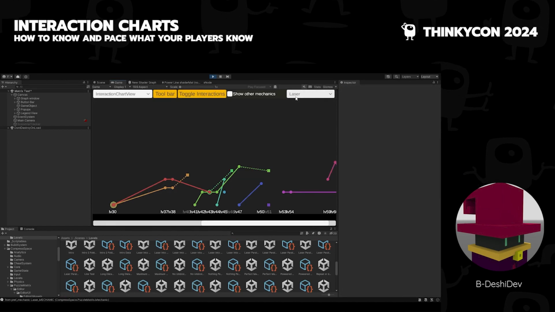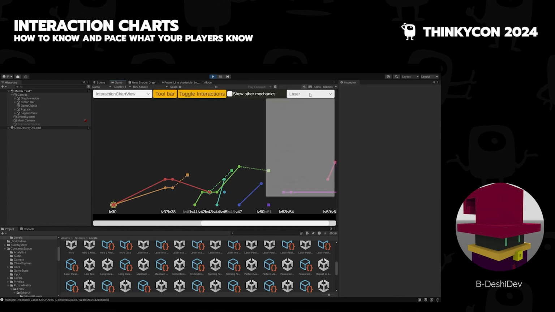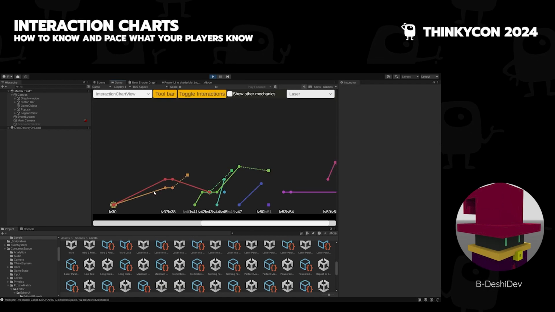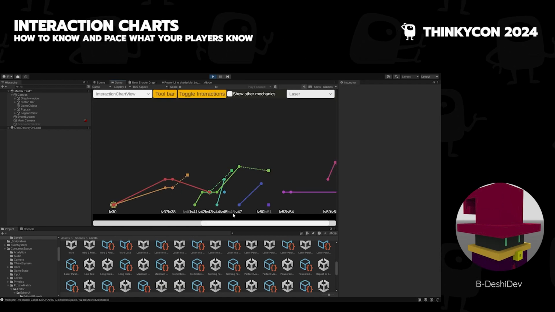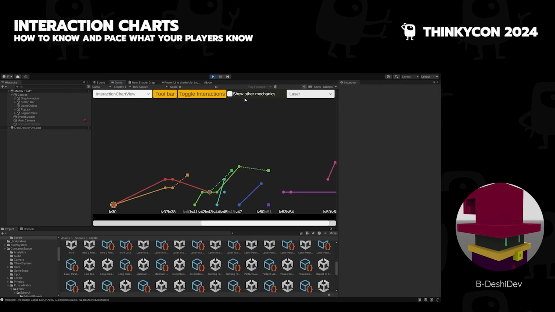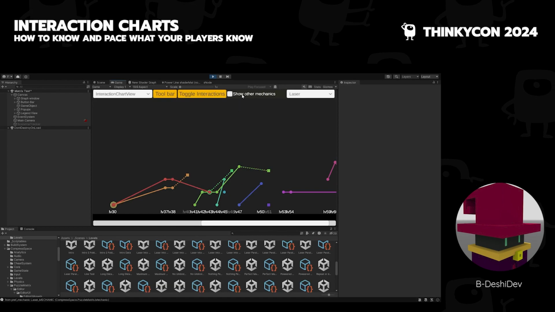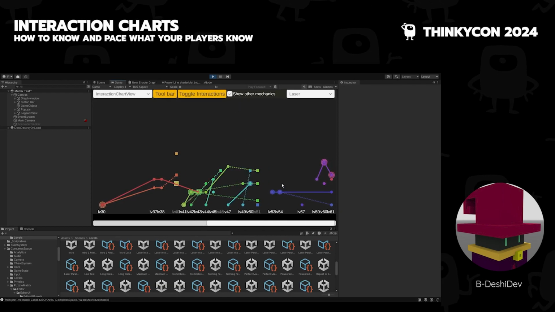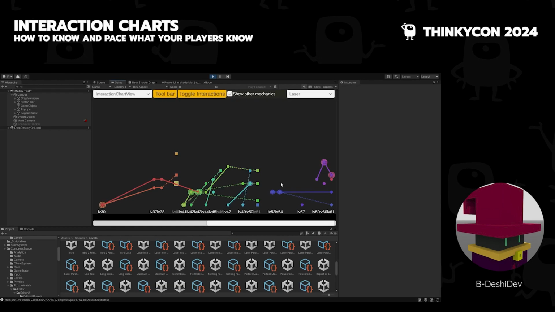Now these are the interaction charts for the laser mechanic, and all of the interactions here involve the laser mechanic in some way, but these levels could also involve other mechanics, and it would be helpful to visualize that. So the tool also does that. If I turn that on, it will visualize those mechanics as well, and it's a bit of a mess, but I'll try to explain.